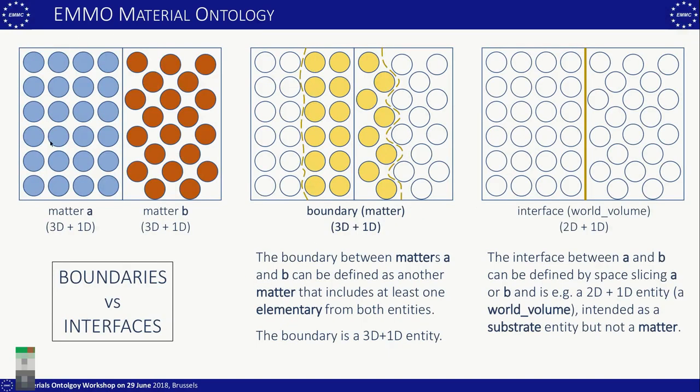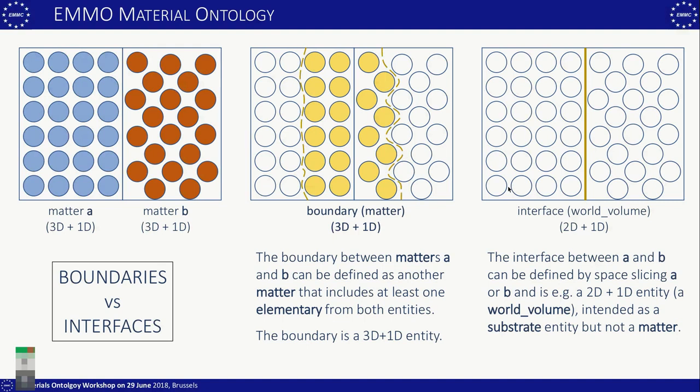Boundaries and interfaces. Here you can see matter A and matter B, which are in contact, and we can define the boundary between the two matters as another type of matter, which includes part of matter A and part of matter B. So a boundary can be defined as a matter, but the interface, which is another useful concept that we have in material science, can be defined as a geometrical entity that defines the separation between matter A and matter B.